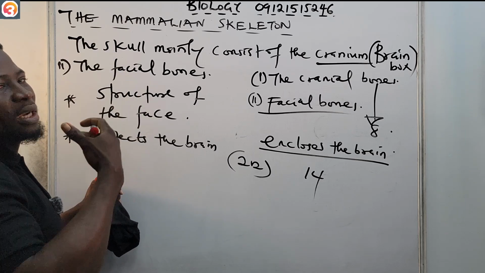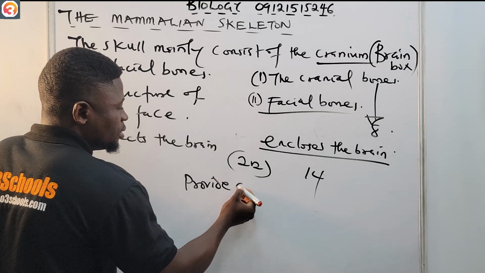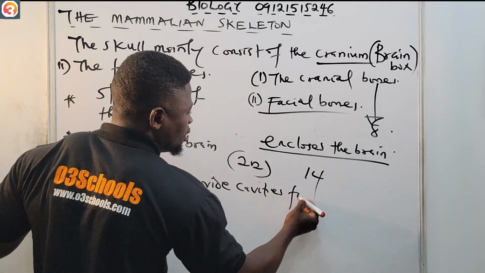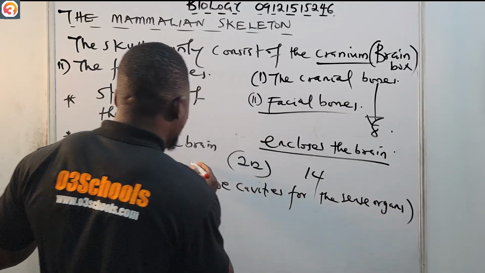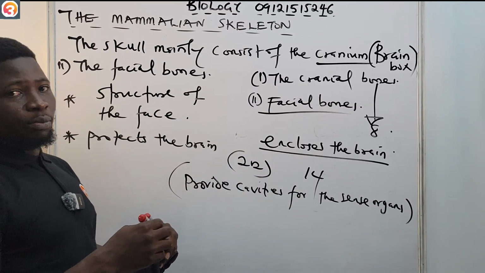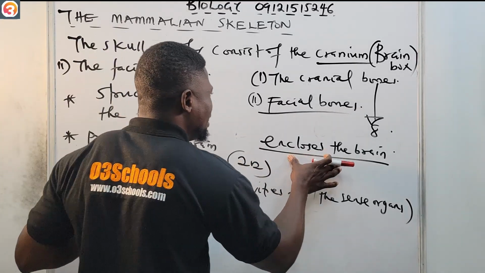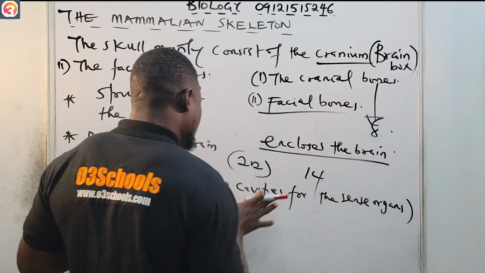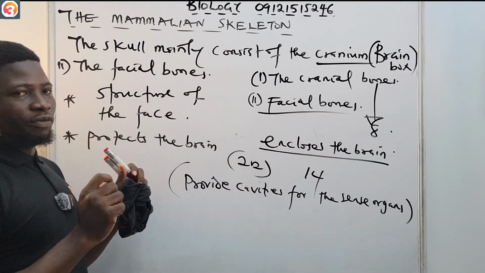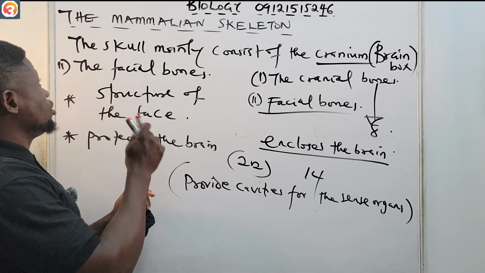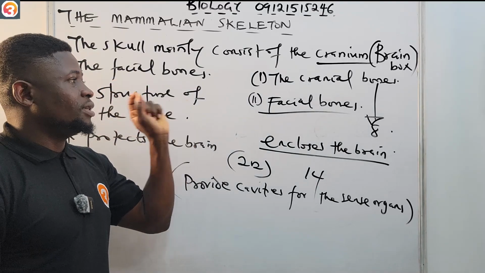provide cavities for the sense organs. So that is the function of the facial bones: to provide cavities for the sense organs, while the cranial bones enclose the brain, and there are 8. The facial bones provide cavities for the sense organs, and there are 14 in number. Please take note of that. Very, very important. So that is the skull. It mainly consists of the cranial bones and the facial bones. We say that there are 22 bones.